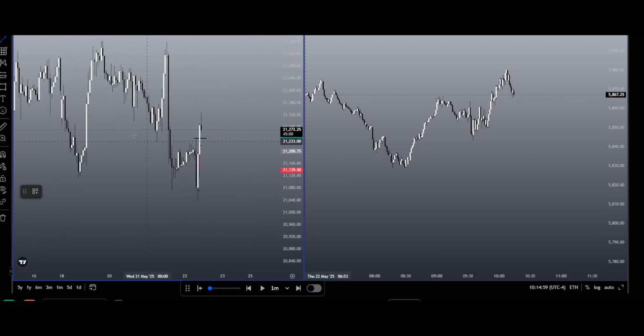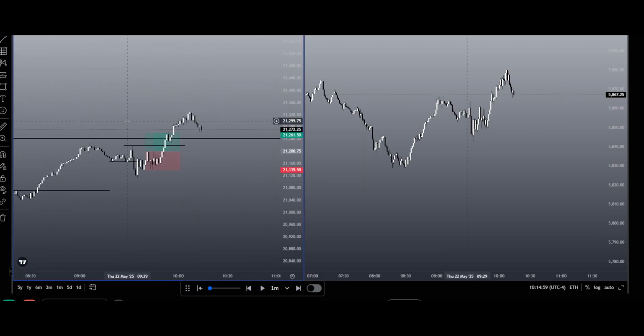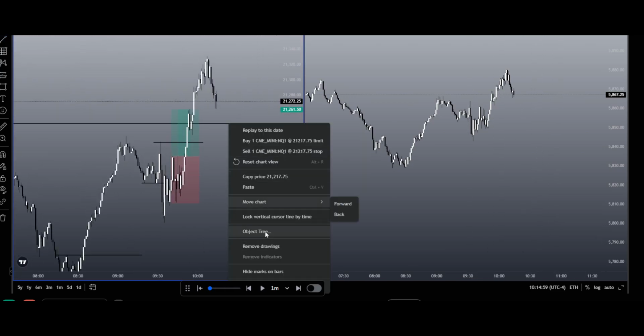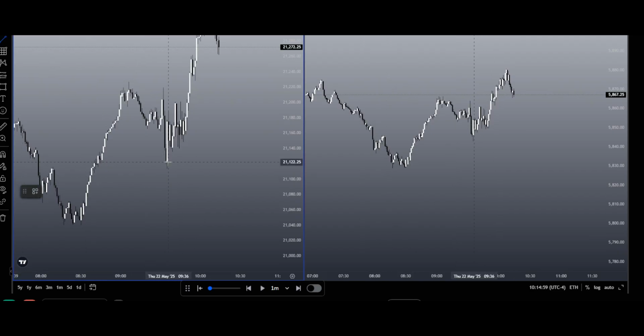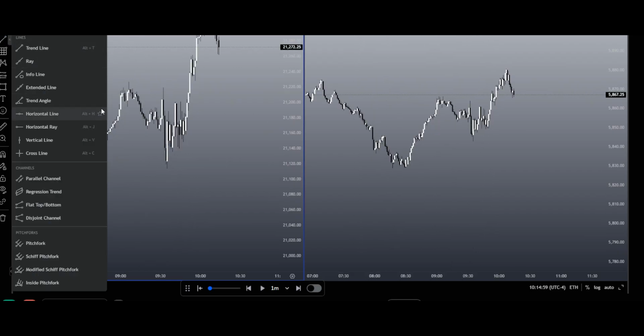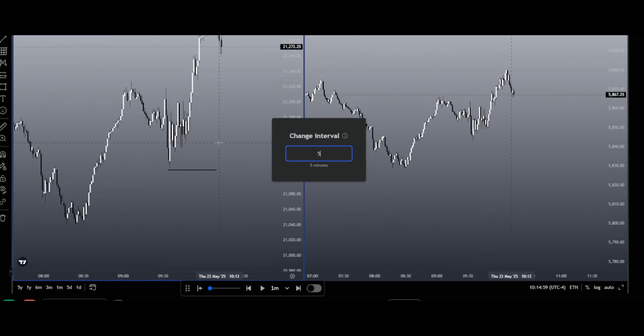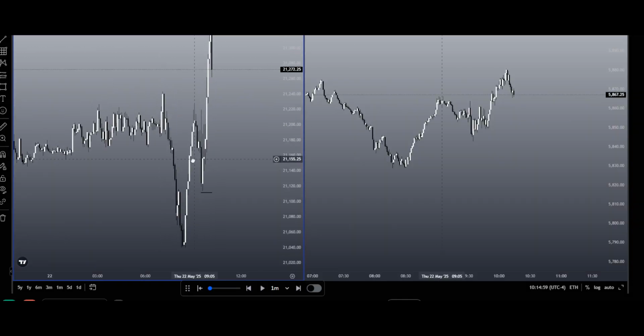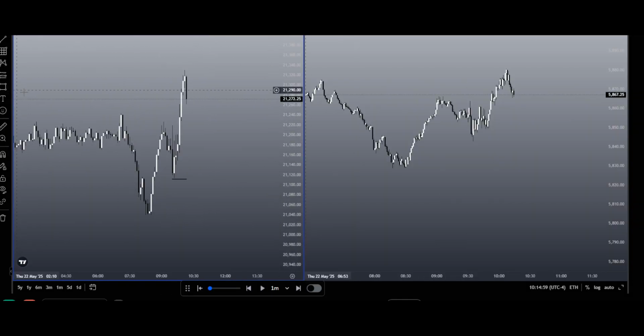I could look to short here. Maybe. My sell side draws are kind of shit. Actually, they're not horrible. These lows are not bad. I'll probably take a 5-minute here. Yeah, if we death candle these 5s, I'll try this.